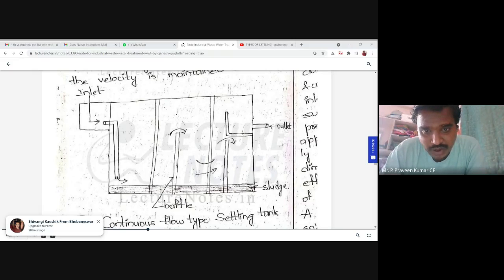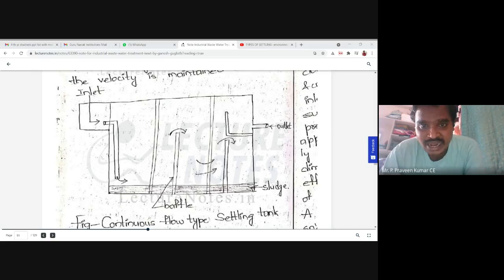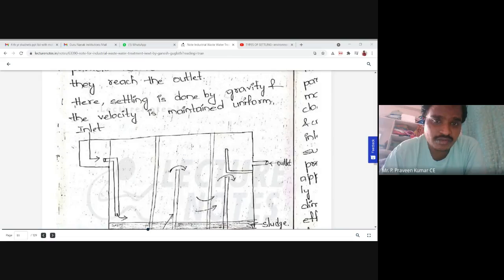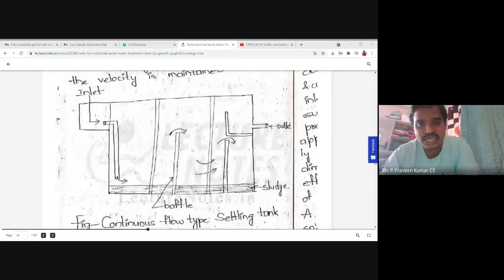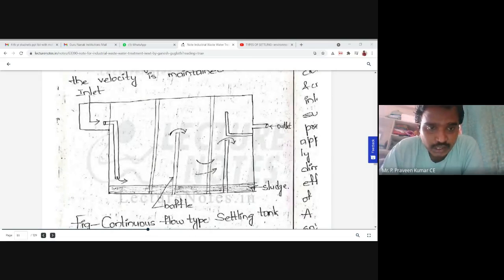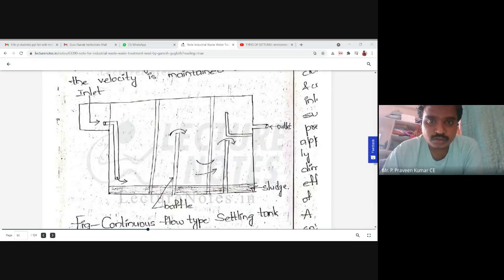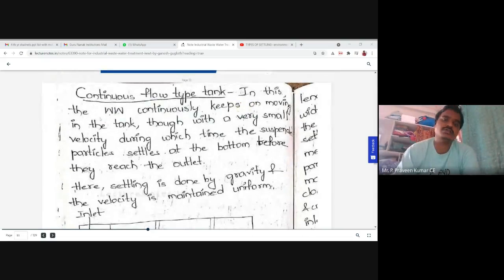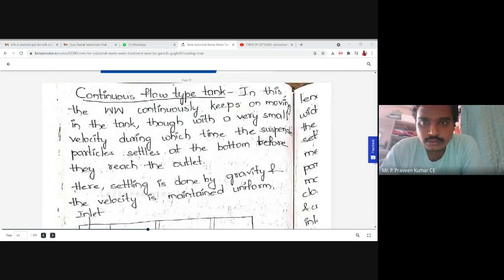So when the water completely reaches the outlet of this tank, mostly 99% of the particles will have settled through the movement of the water itself. This is also one of the processes, but here the water is not stopped or stagnant. Continuously the water flows throughout the process, so that's why it is named a continuous flow type tank.